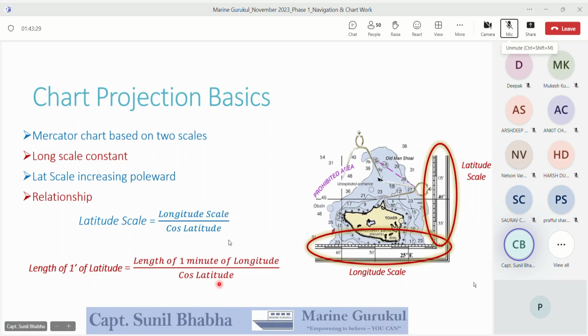So using this relationship, you can find out the length of 1 minute of latitude or the length of 1 minute of longitude if any one of them is known to you. So this is a very important relationship, and we will be using this relationship for the construction of our Mercator chart.